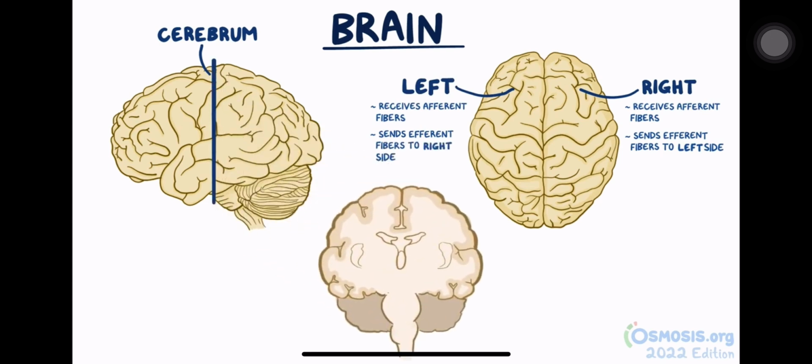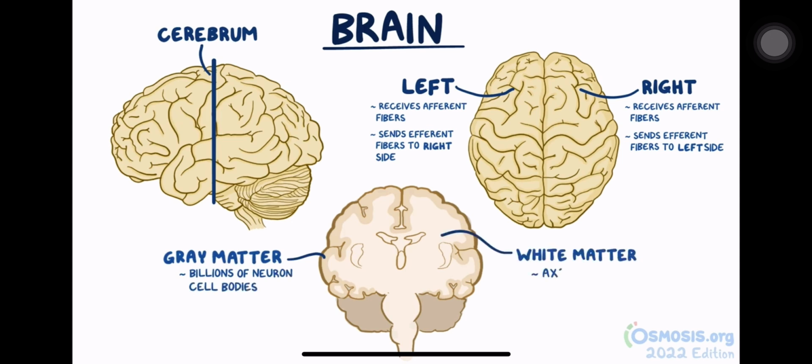If we look at the cross-section of the cerebrum, the outermost area is the gray matter, or cerebral cortex, and is made up of billions of neuron cell bodies. And the innermost area is the white matter, and is made up of axons that come off of all those neurons.